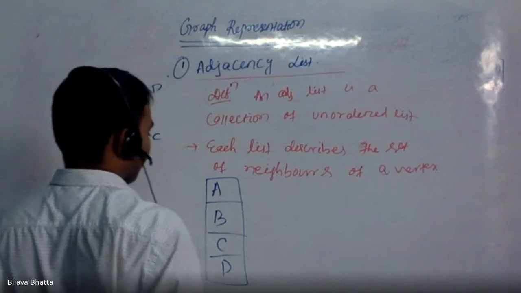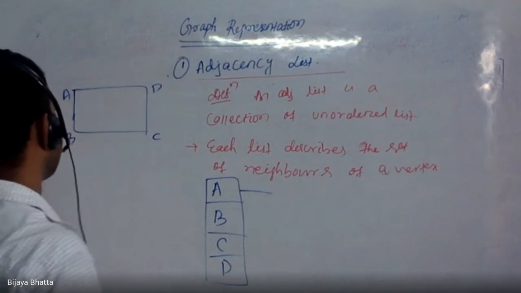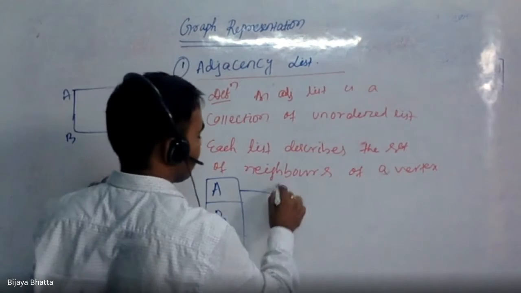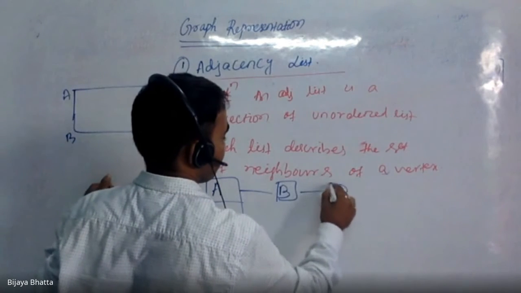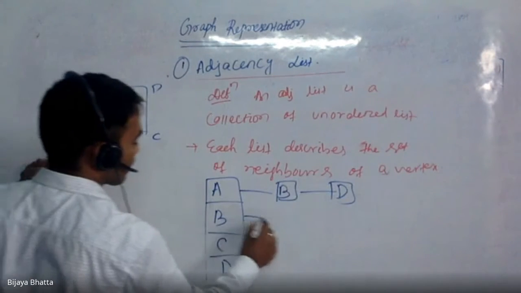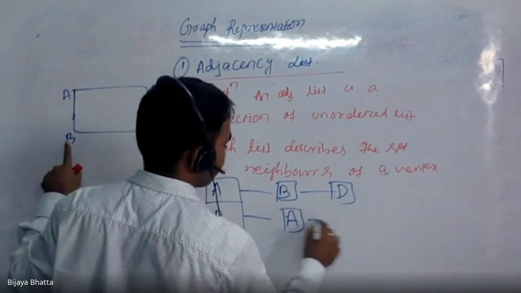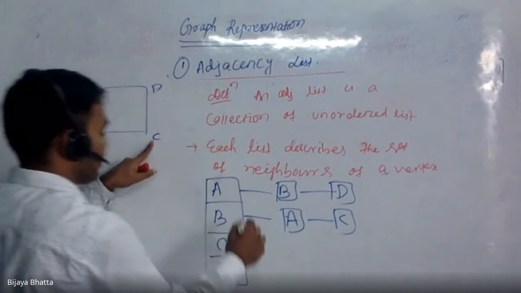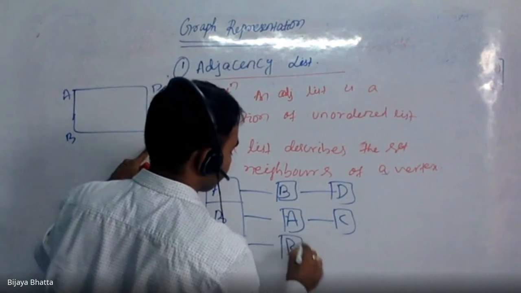So A, who else is connected? A is connected to B and D, so I can write B and D. This is one list. B is connected to A and C. And C is connected to B and D.